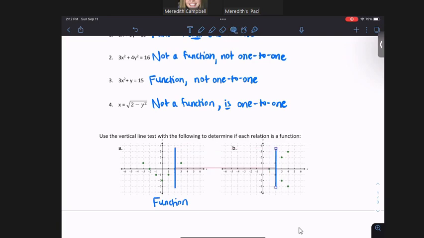Taking this, it doesn't pass the vertical line test here or here or here. So this one is not a function. Because you can see for the input 2, we've got two outputs, -1 and 1. For the input 3, you've got two outputs, 2 and -2, and so on.